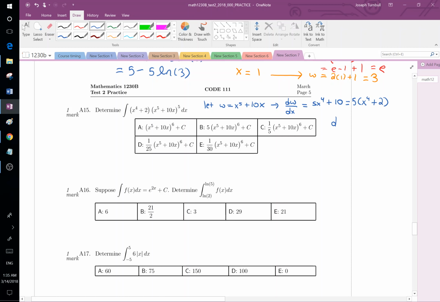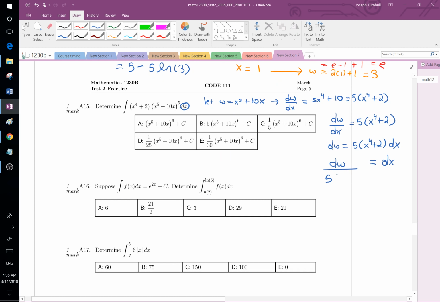Now let's rewrite what's going on here. We have dw by dx is equal to 5 times x to the 4 plus 2. I want to get dx all by itself. I want this piece to be isolated. So dw is equal to 5 times x to the 4 plus 2 times dx, and then divide both sides by the thing that's multiplied by dx. So dx is equal to dw over 5 times x to the 4 plus 2. And that will be my substitution. I'll take all that stuff and replace dx with it.